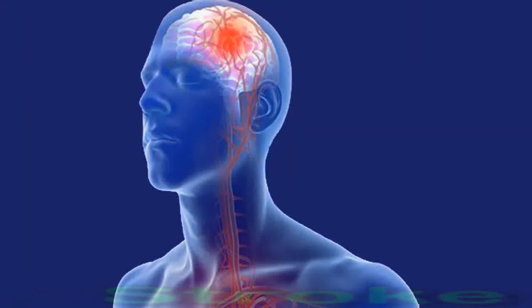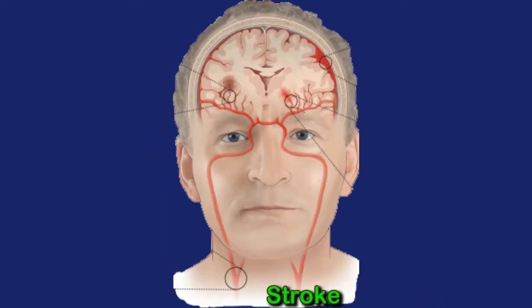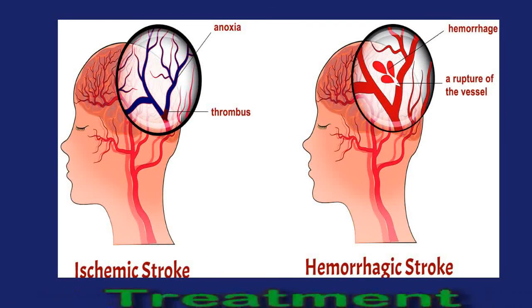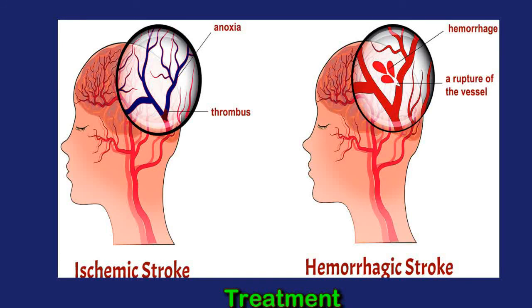Stroke. A stroke occurs as a result of decrease or blockage in the brain's blood supply, or when a blood vessel in the brain bursts. Strokes can cause numbness or weakness in the arm, face, or leg, particularly on one side of the body. Other symptoms of a stroke include confusion, difficulty seeing, difficulty walking, sudden and severe headache. Treatment. The treatment for a stroke depends on the type of stroke a person has experienced.